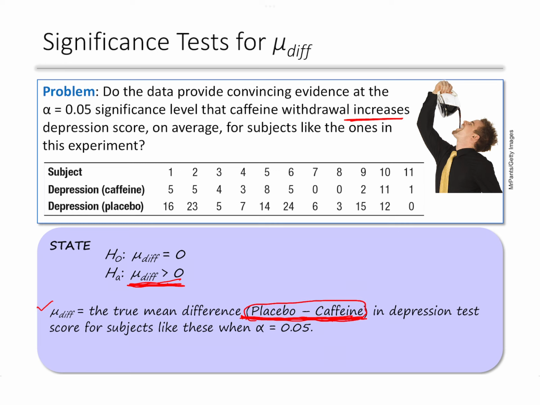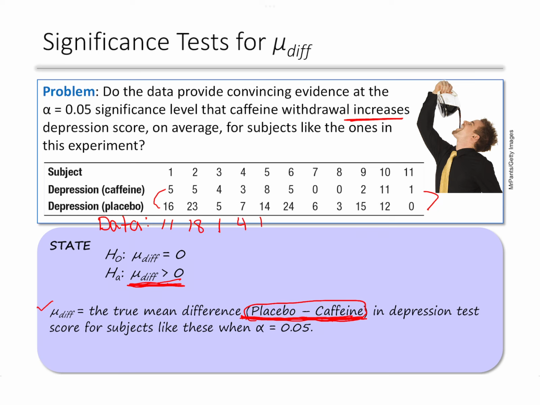I'm doing placebo minus caffeine. So to get our data that we need to use in our calculator up here, we have to subtract these two pieces of information. I want placebo, which is my bottom one, minus my caffeine. So in this case, it's going to be 16 minus 5, so this one would be 11. 23 minus 5, 18. All the way down, 5 minus 4.